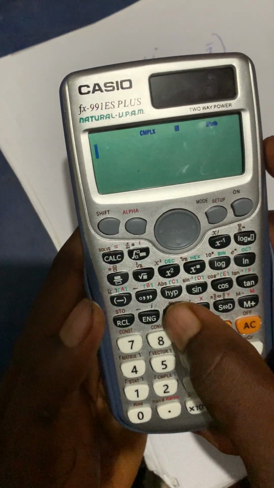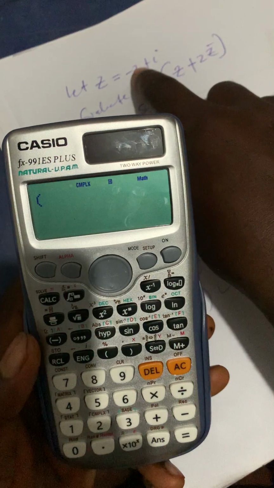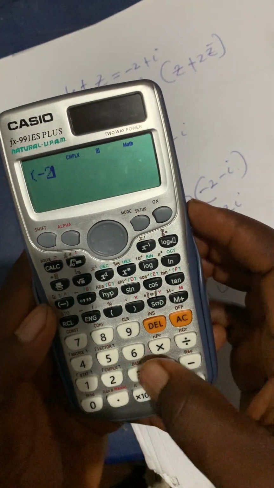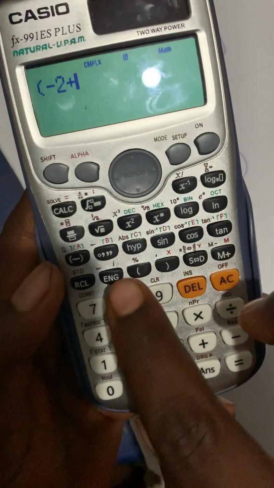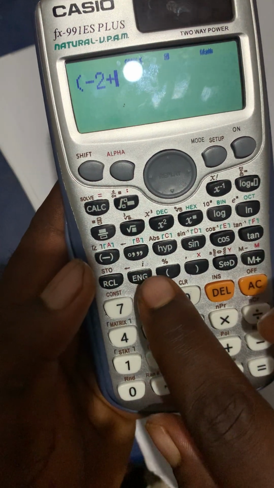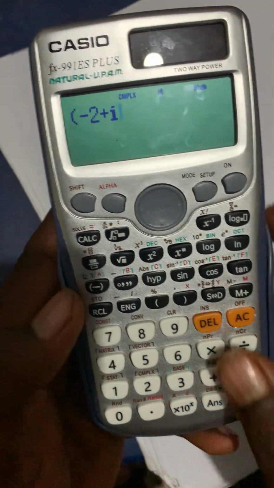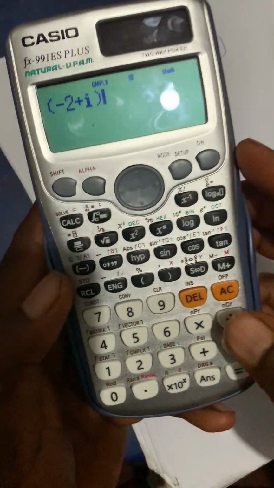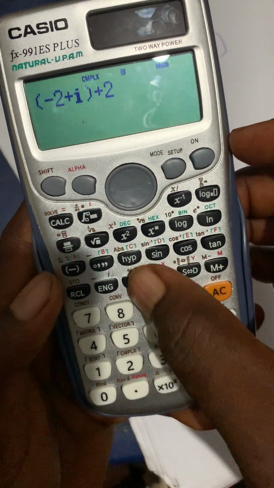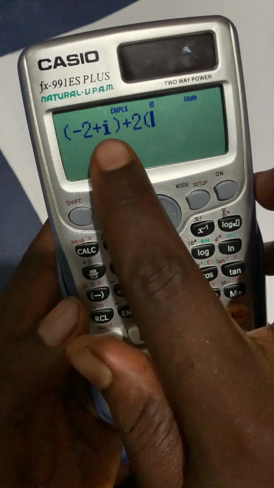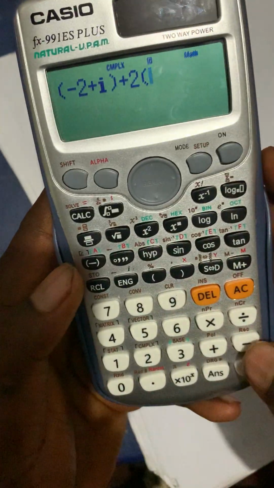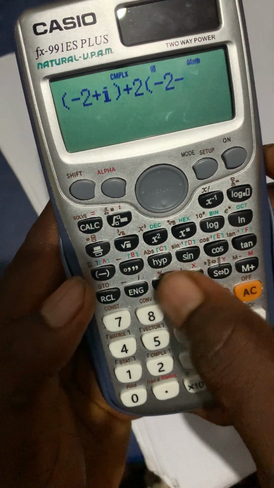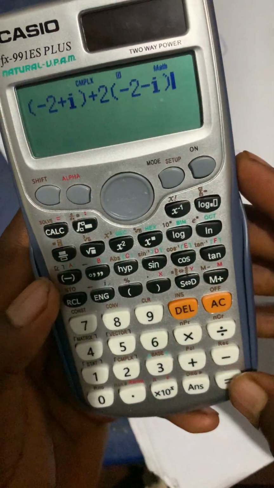So I go say the z, look at the z, open bracket and write your z, which is minus 2 plus, see I here on top of eng na I. So I go just press this eng, I go come out, I go close am. Then they say plus 2z bar. So plus 2, open bracket. Remember that z bar now to just change this plus to minus. So it will be minus 2 minus I go come close am, punch my equality sign.